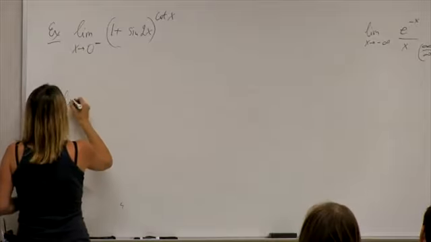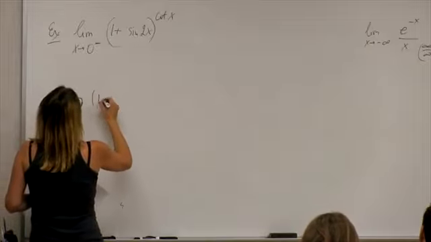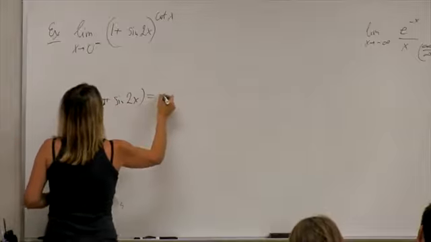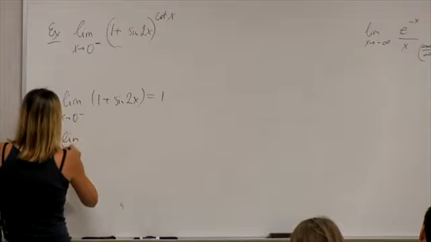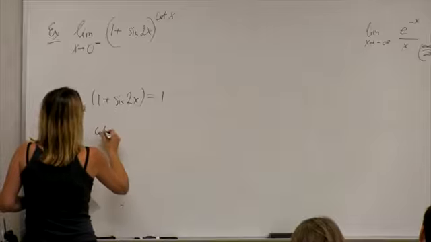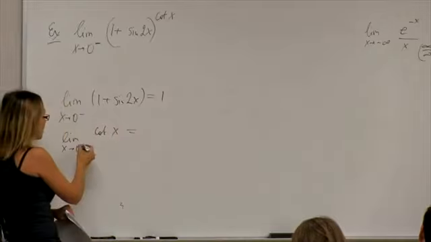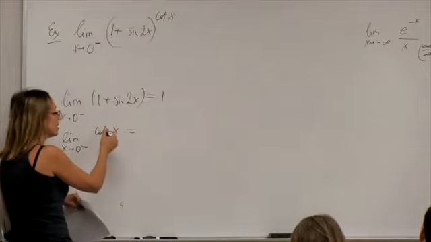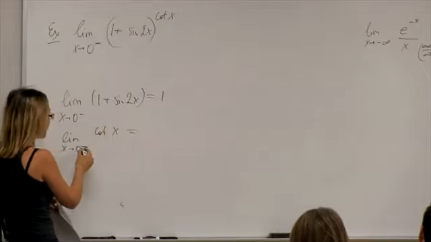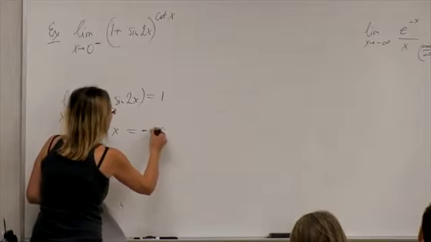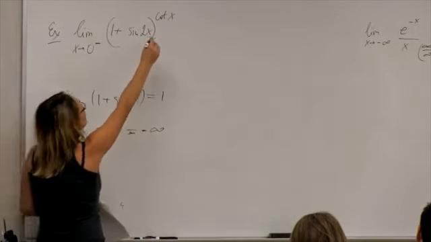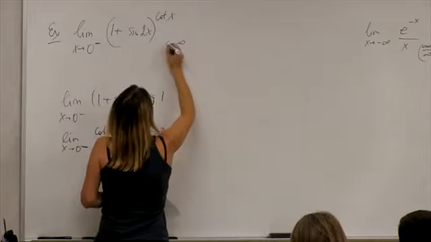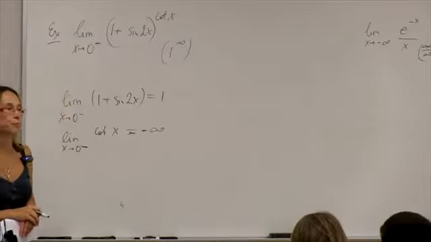So let's look at the limit. 1 plus sine 2x, as x goes to 0, that's 1. And the limit of cotangent x, when we approach 0 on the left, is cosine, which is like 1, divided by sine, which is like 0 with a minus sign. So it's minus infinity, right? So this indeterminate power is of the type 1 to infinity. Can you see this?